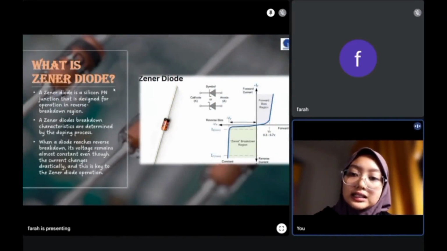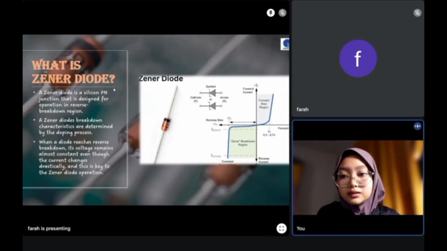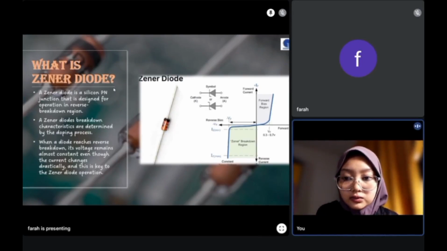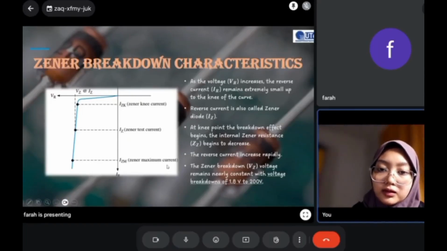A Zener diode is a silicon PN junction that is designed for operation in the reverse breakdown region. A Zener diode's breakdown characteristics are determined by the doping process. So when a diode reaches reverse breakdown, the voltage remains constant even though the current changes, and this is the key to the Zener diode operation.